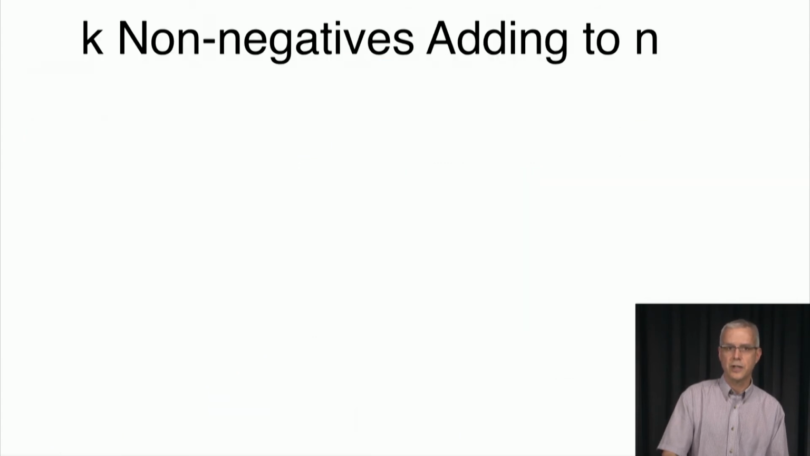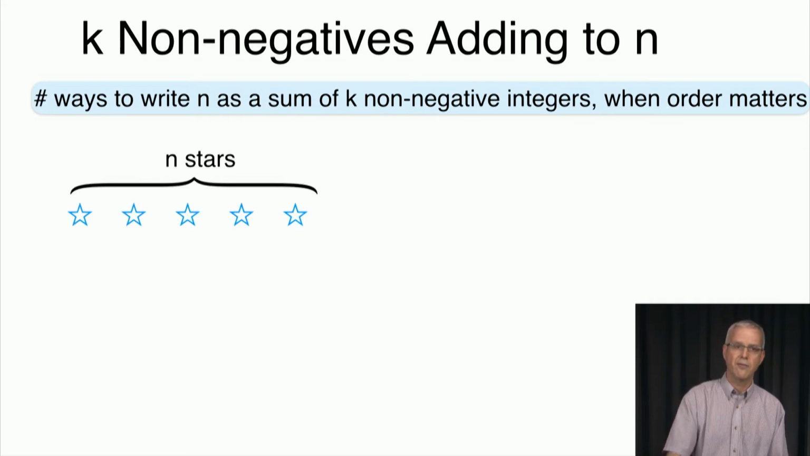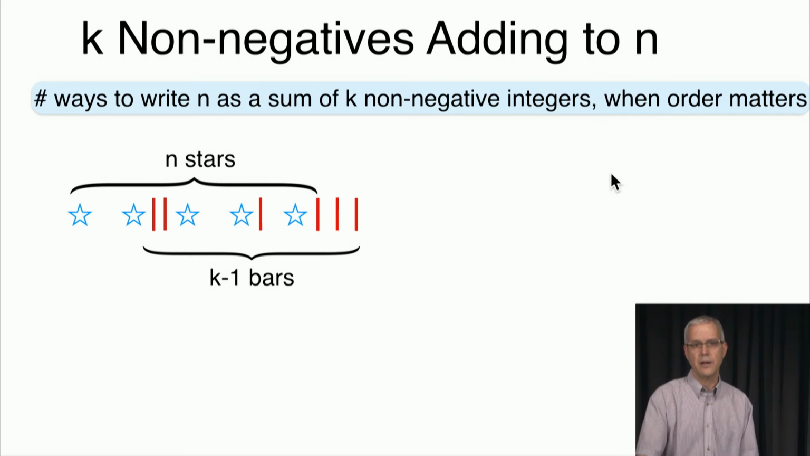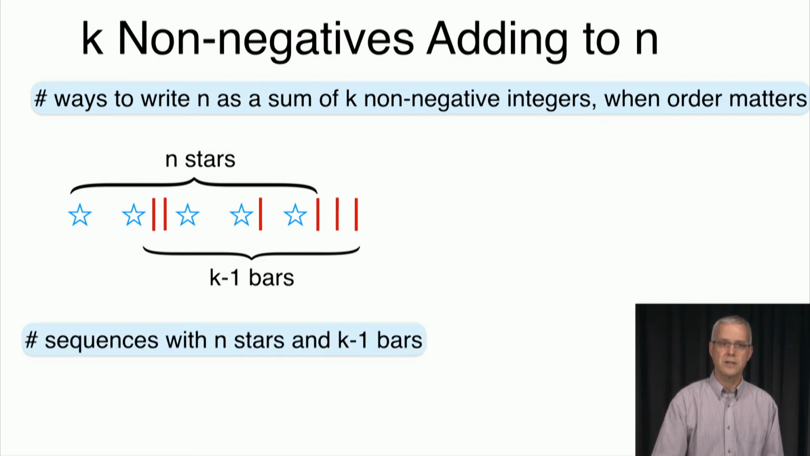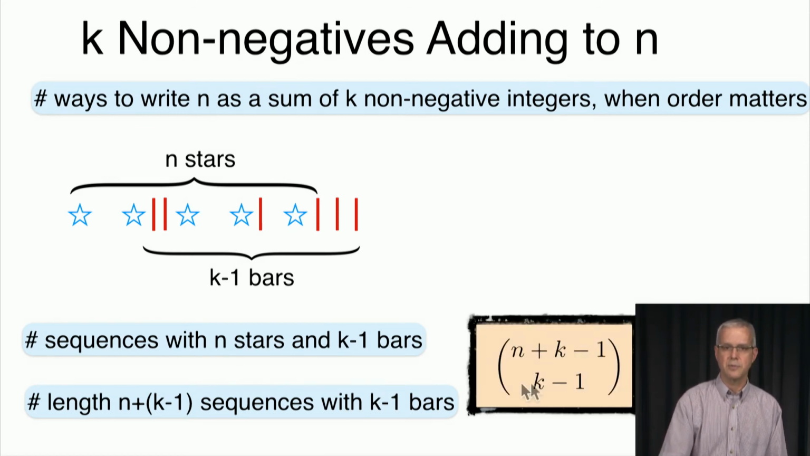Okay. And more generally, if you want to find the number of ways to write n as a sum of k non-negative integers when the order matters, then we have, again, n stars, and we have k minus 1 bars, and we can rearrange them in any way we want. So we have a sequence of length n plus k minus 1, and we need to choose the location of the k minus 1 bars. That number is n plus k minus 1 choose k minus 1, the number of bars we want to choose. And that's the same as n plus k minus 1 choose n, if you choose the location of the stars instead.